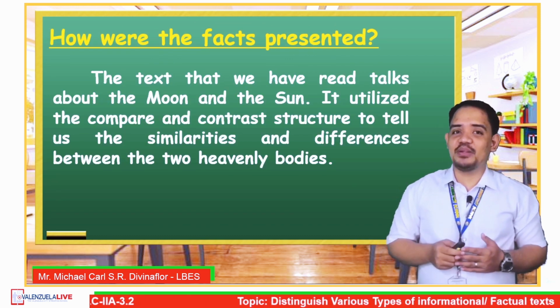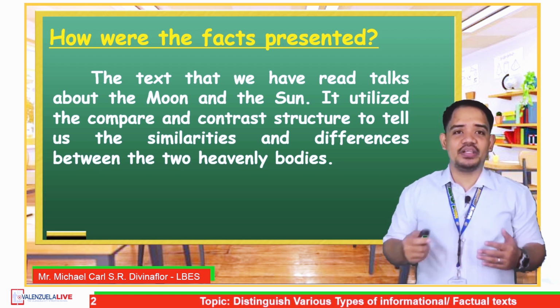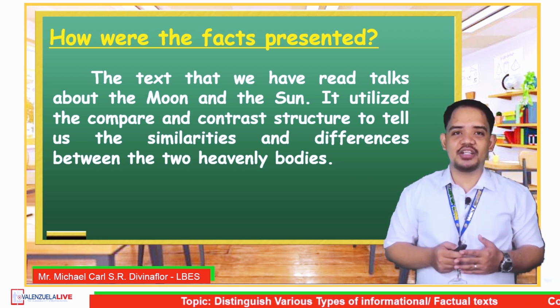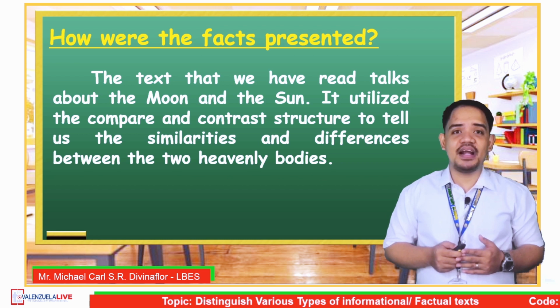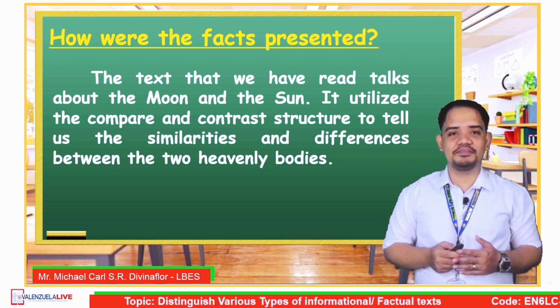The text type that we have read talks about the moon and the sun. It utilized the compare and contrast structure to tell us the similarities and differences between the two heavenly bodies.